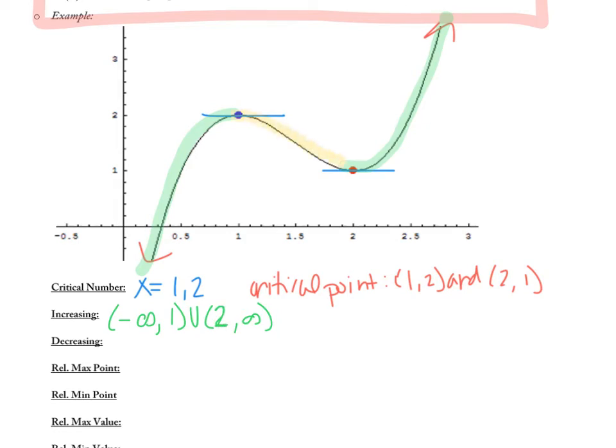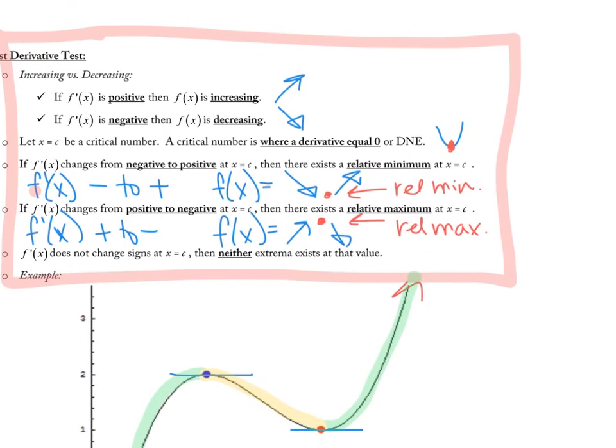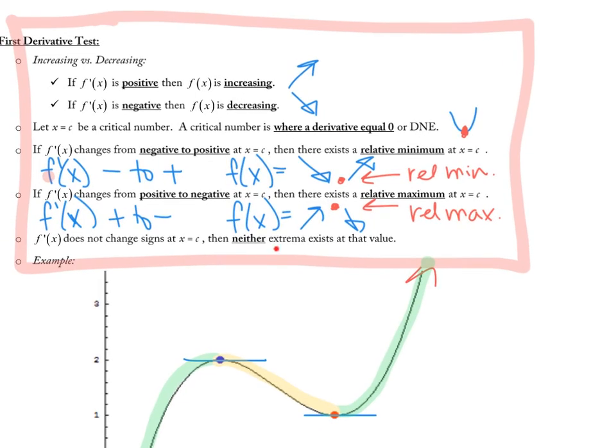And then we just have one section of decreasing, which is from 1 to 2. Once again, make sure that your number line is covered, so negative infinity to 1, 1 to 2, 2 to infinity. Relative maximum points occur at the mountaintops, so (1, 2). Notice that the graph is changing from increasing to decreasing, and if we go back up to this little section here, if we change from increasing to decreasing, then we have a relative max.